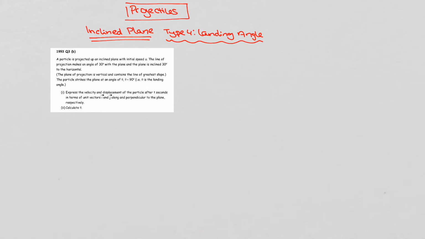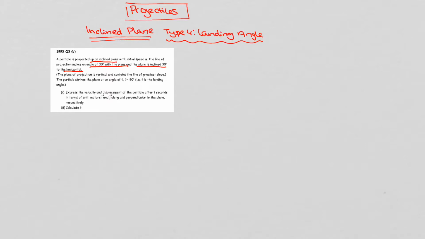Projectiles, inclined plane, type 4 landing angle. So here in 1993 we have a particle is projected up an inclined plane. So it's important to remember that we're going up the plane. The line of projection makes an angle of 30 degrees with the plane, and the plane itself is inclined then at 30 degrees to the horizontal.